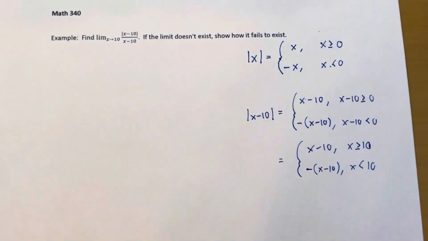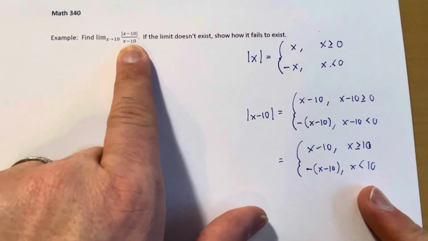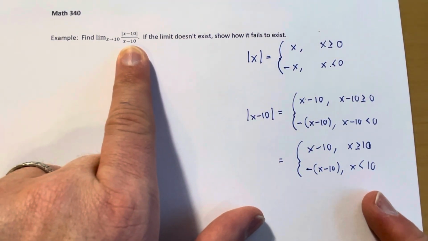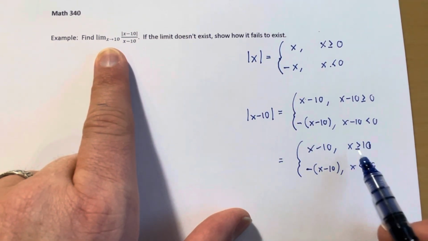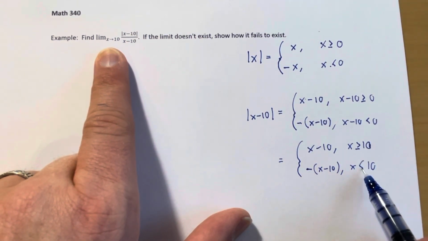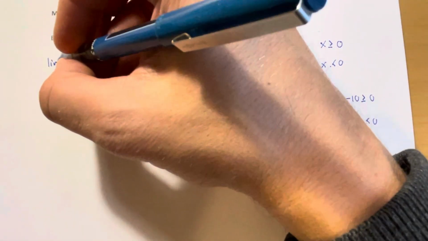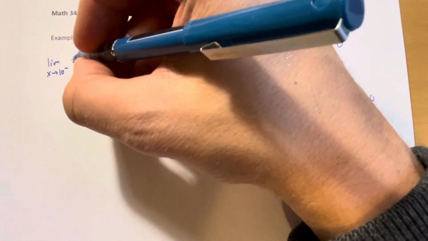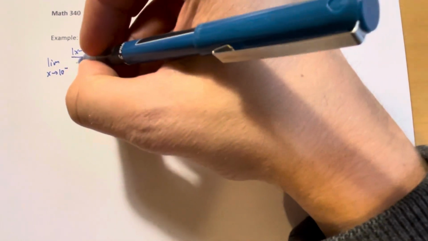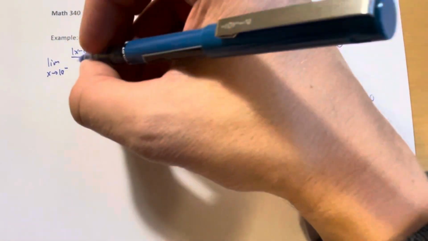Okay? Now what I want to do is use this piecewise function in place of that expression, okay? Notice we're taking the limit as x approaches 10, but as we approach 10 either from the right or from the left, we're using different expressions to evaluate this. So kind of like we've seen with these piecewise functions, go like this. X minus 10.